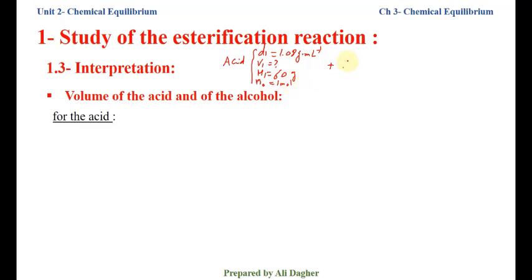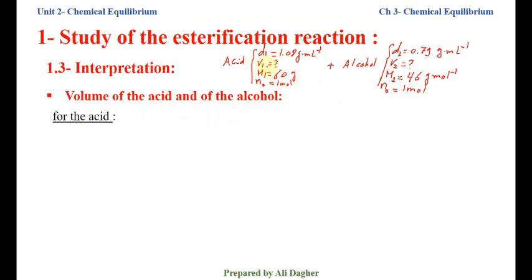For the alcohol, also we are given the density D2 equal to 0.79 gram per milliliter. V2 is unknown. We should determine it now. Molar mass M2 for alcohol ethanol is 46 gram per mole, and initial number of moles equal to 1 mole. Equimolar mixture, in which the initial number of moles is equal to 1 mole.